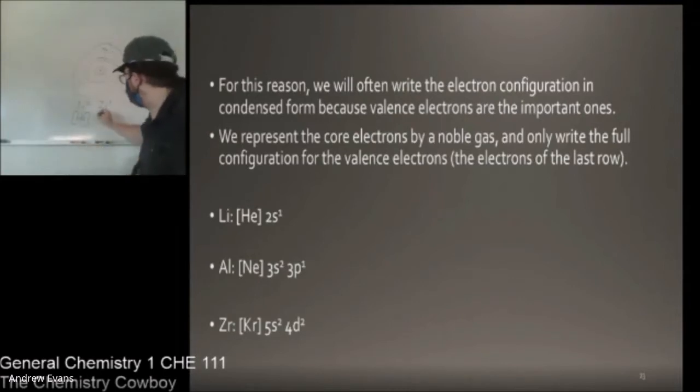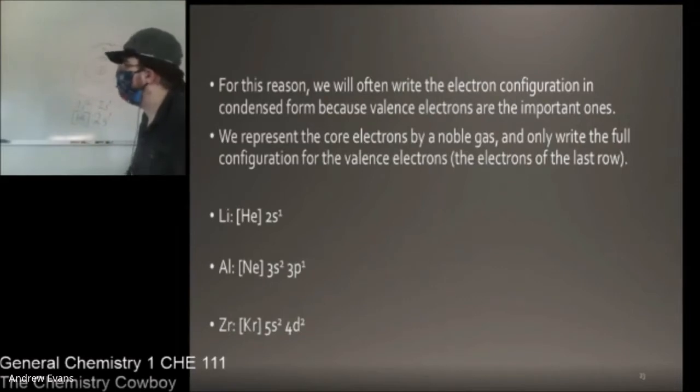So we're saying helium, then 2s1. What we're saying essentially is lithium only has one electron it will want to part with. And because of that, that one electron will keep it as a +1 oxidation state when it reacts.